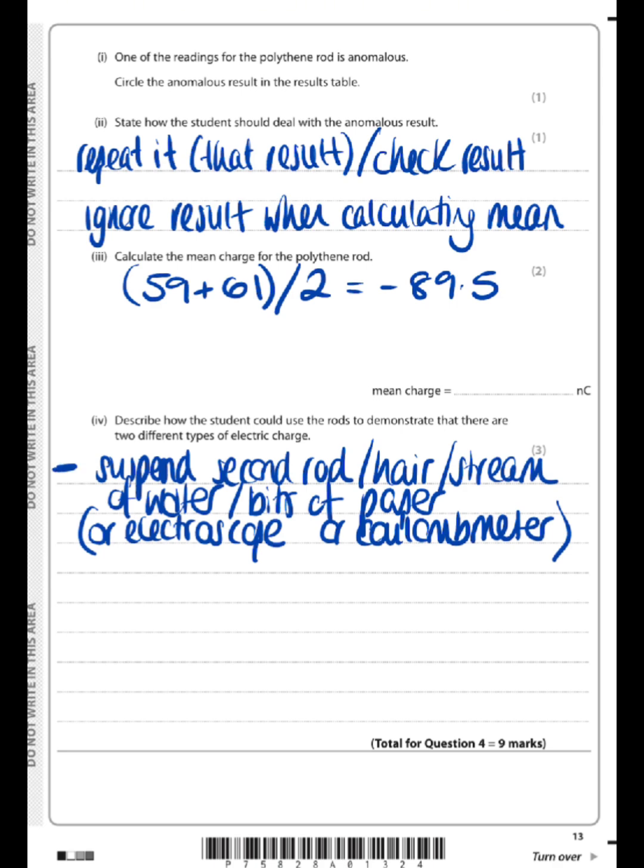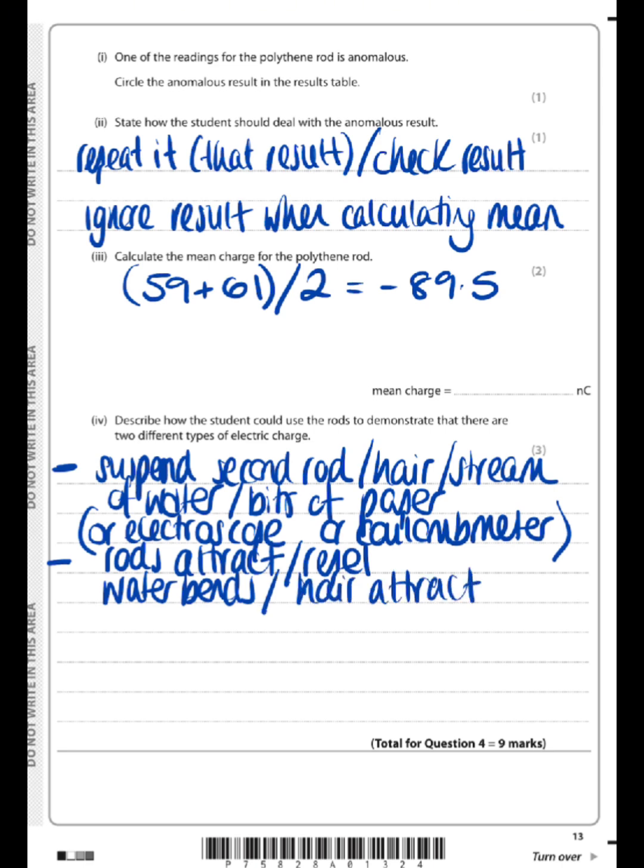Your second mark comes from saying, well, okay, how would we know that a charge was actually present? So you have to be able to demonstrate that a charged rod would apply a force on this object. So for example, if we had 2 rods the same, then we would find that the rods would either attract or repel, depending on what their charges were. If it was a stream of water, then the stream of water would bend. If it was the hair, then the hair would attract. If it was bits of paper, then the paper would attract. So anything here that demonstrates that there is some kind of force in action. So how would that second piece of equipment behave when it was in the presence of the rod?